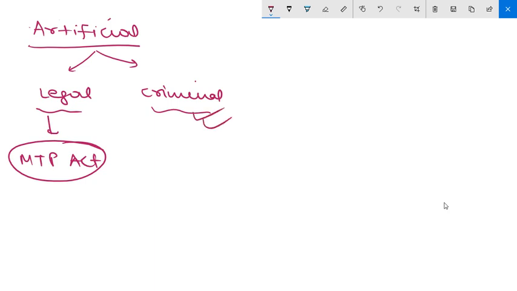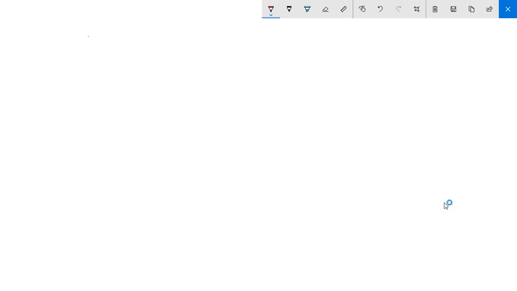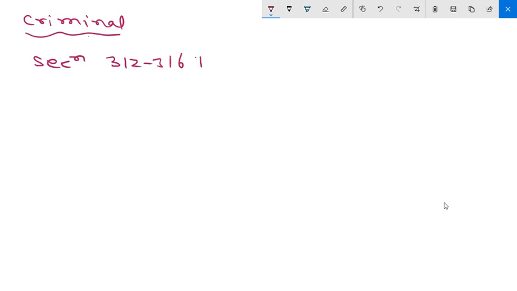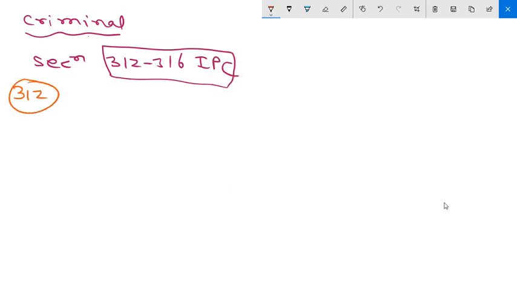Now first we will discuss criminal abortion. The legal aspects deal with sections 312 to 316 IPC. Sections 312 to 316 IPC are related to criminal abortion. Clear? Now coming to the first, section 312. Whoever voluntarily causes criminal abortion with the consent of the patient is liable for imprisonment up to 3 years.